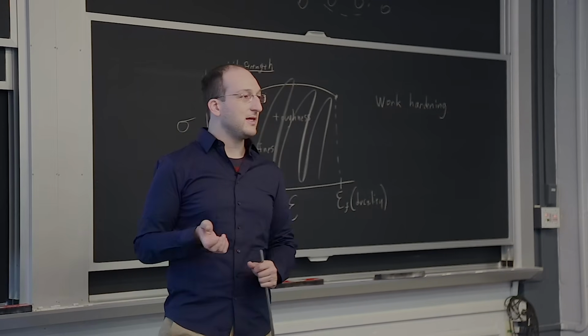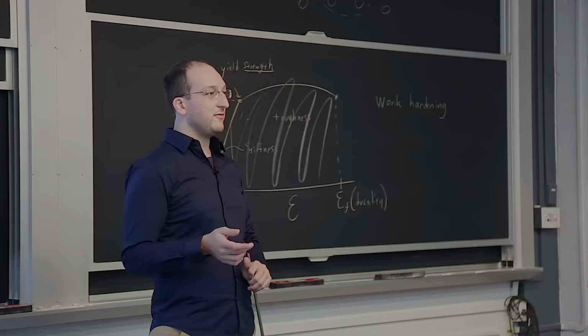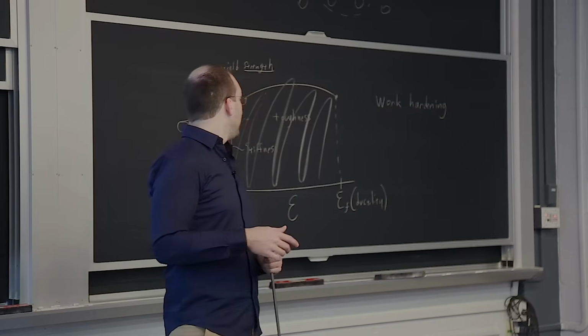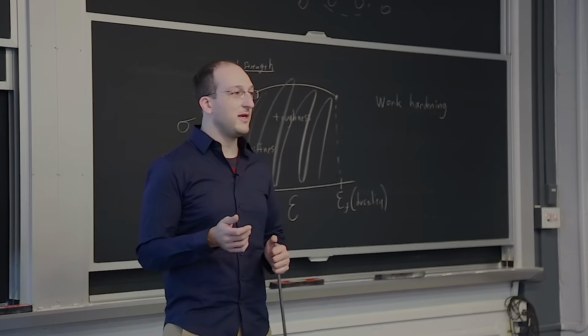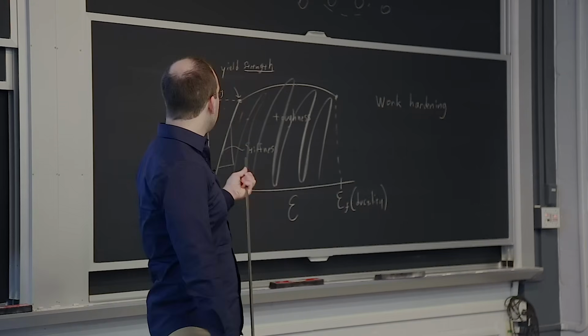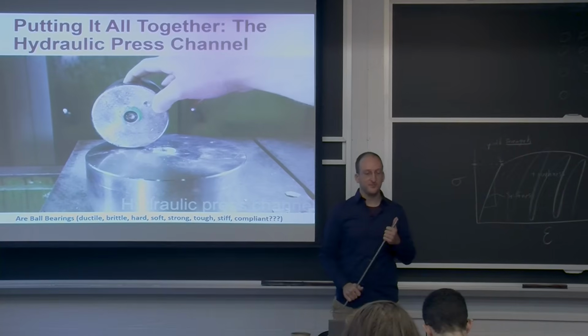So you can make things like ceramic ball bearings, which are very brittle, very stiff, not that tough, but also very strong. And you just have to make sure that whatever part you make is not going to reach any sort of yield strength criterion or crack or anything.